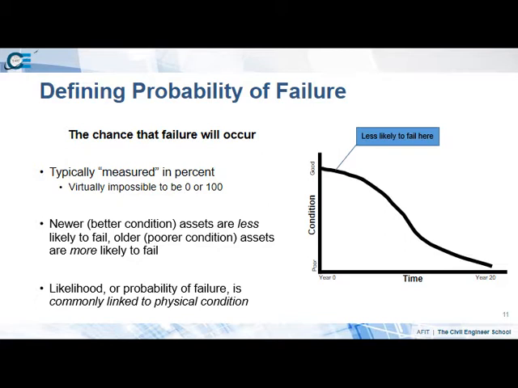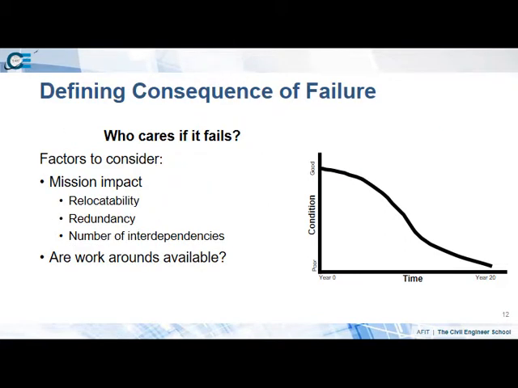So what about consequence of failure? When we define consequence of failure, we mean the outcome of an event. So who cares if an asset fails? We have two factors that we want to consider when we consider consequence of failure: mission impact, or the mission dependency index, and if there are any workarounds available. So when we say the mission dependency index, I want you to remember how we calculated that to begin with, how that was originally generated.